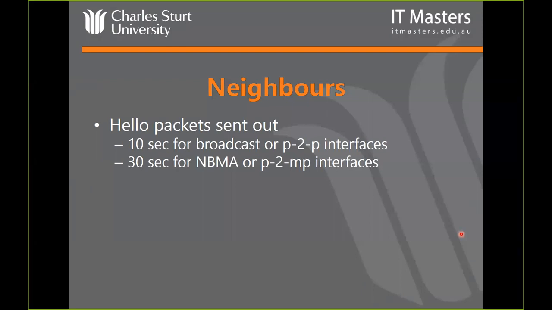So that means if you've got a single router connected via a single interface to lots of other routers via a non-broadcast method, so that might be Frame Relay, for example, updates are sent every 30 seconds. If it's a broadcast interface, like say an Ethernet, or it's a point-to-point link, just a back-to-back cable, then it'll be every 10 seconds.